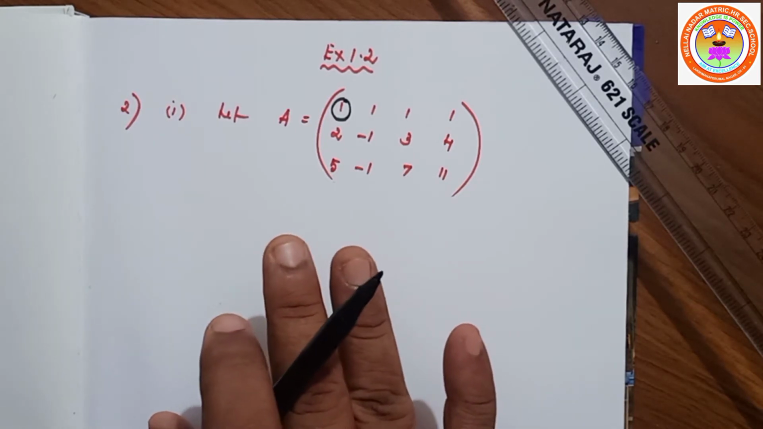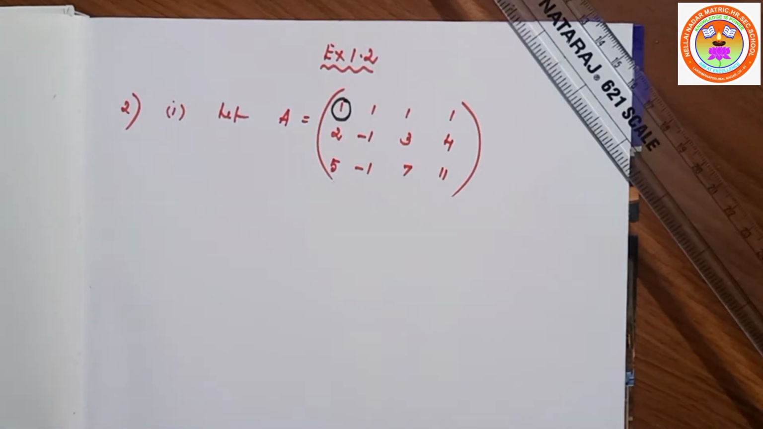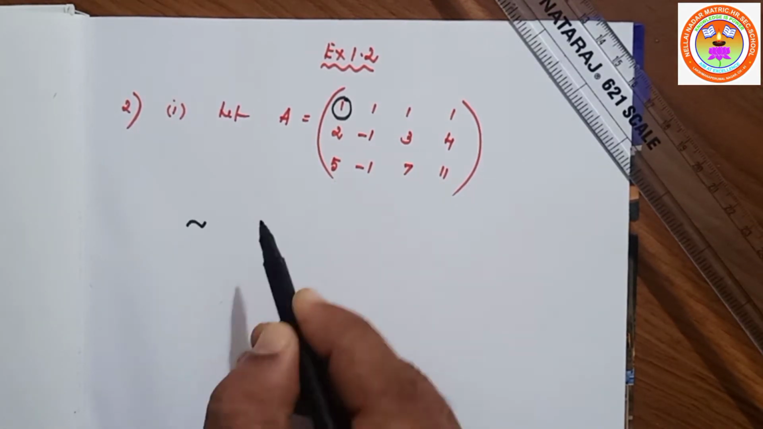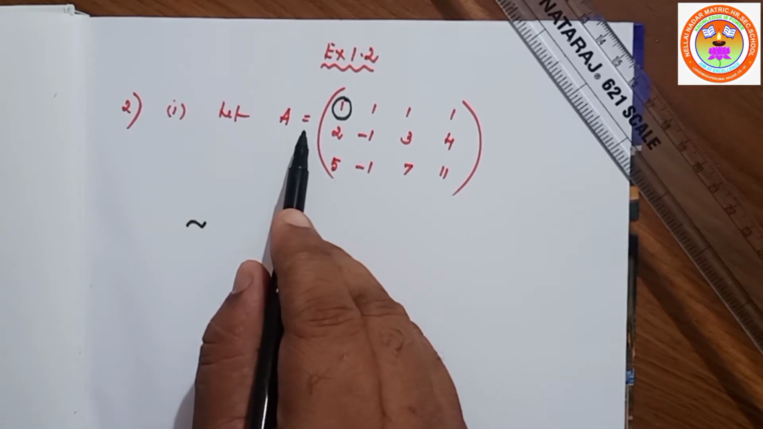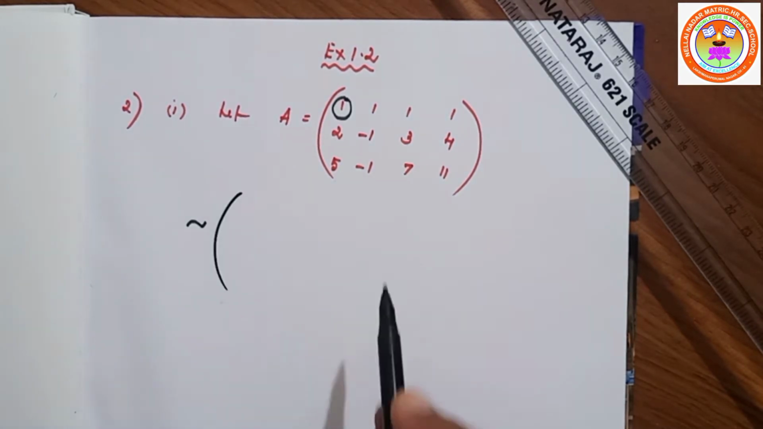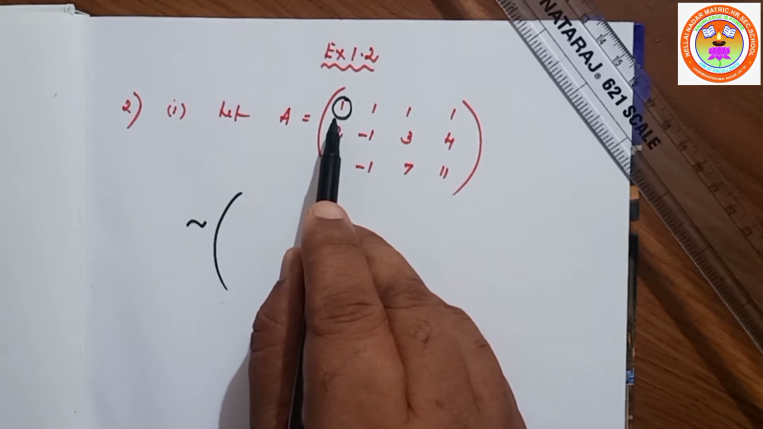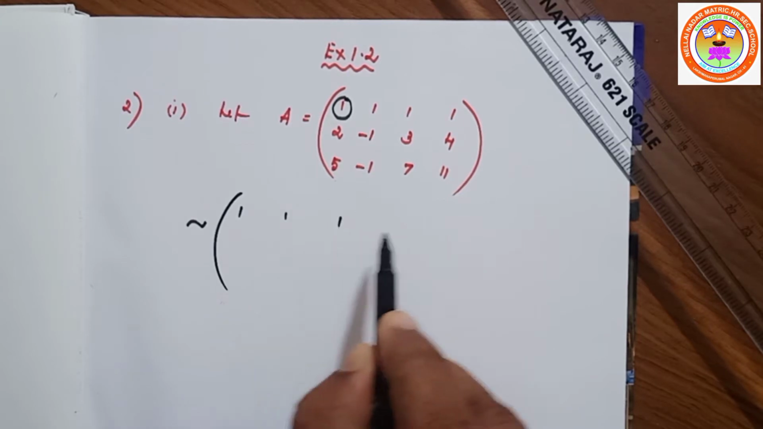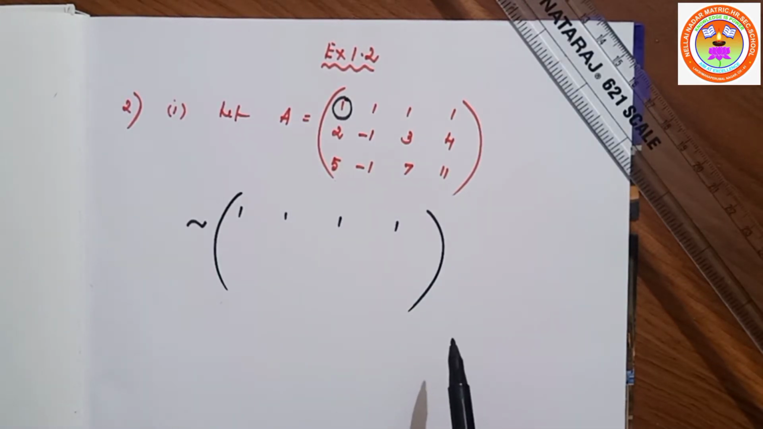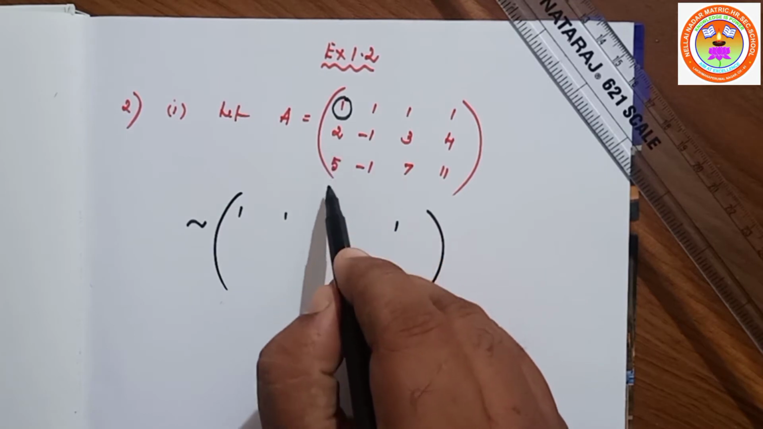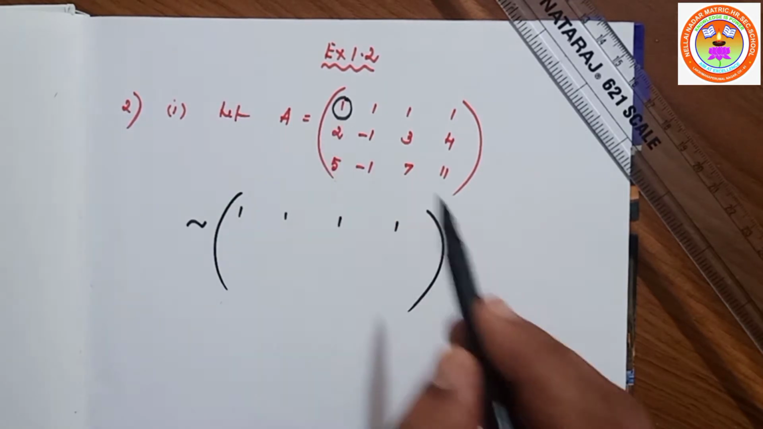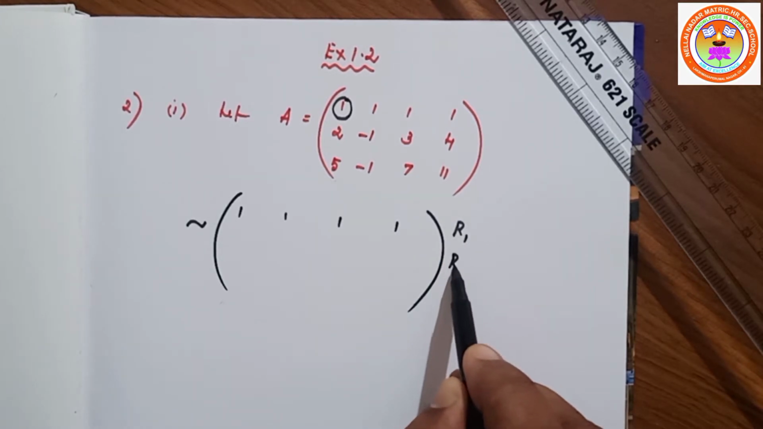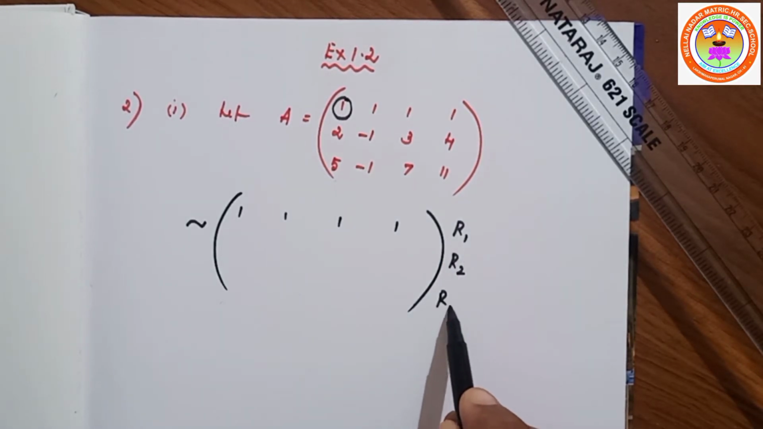So I do one problem, definitely you can understand. Listen carefully. Put the equivalent symbol, not equal. Here is the first non-zero element in the first row. So write the first row as it is, no change at all: 1, 1, 1, 1. Now we can go for the transformation to make these two elements 0 with the help of this element. So I am going to change R2 and R3. R1 no change at all. R2 and R3 to be changed.